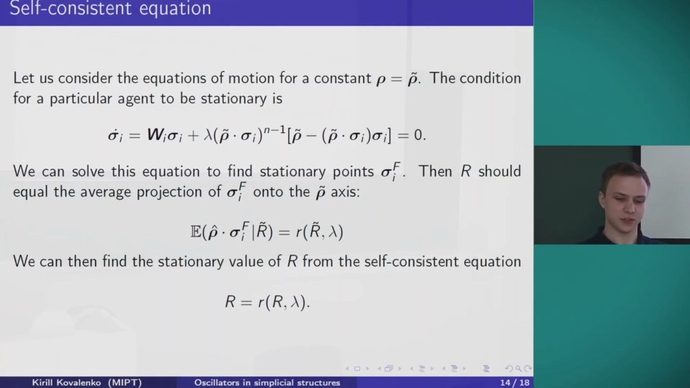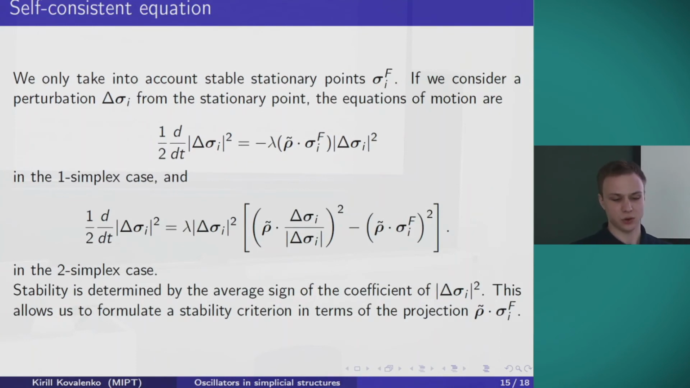And after that, we say that R should be equal to the average projection of all these stationary points of agents on the rho tilde axis. And after that, we can find the stationary value of the order parameter of the system from the self-consistent equation. I must note that we only take into account stable stationary points for agents.